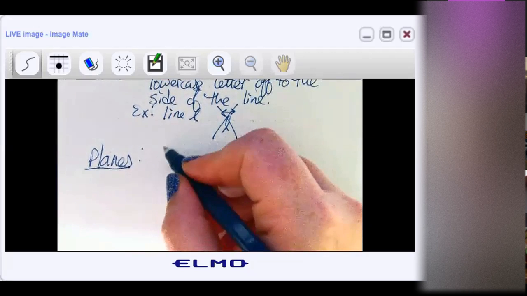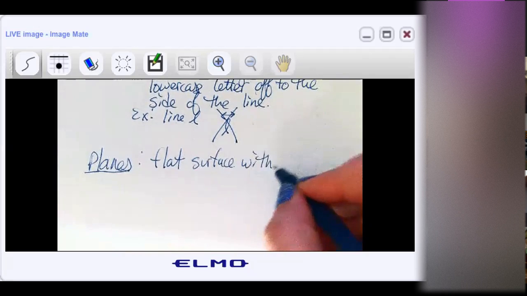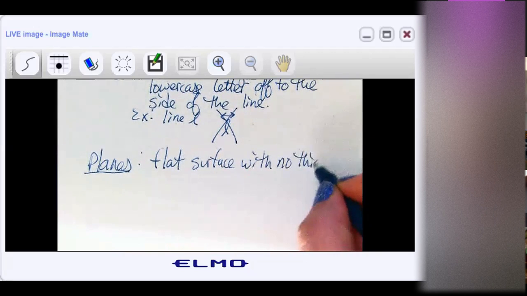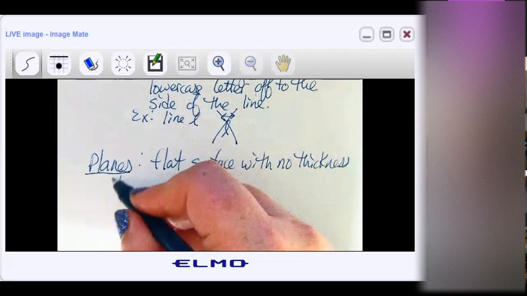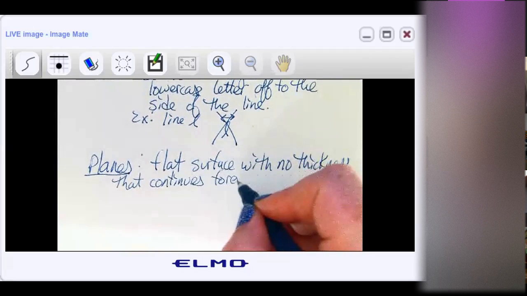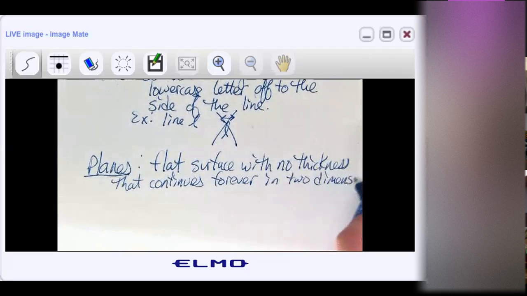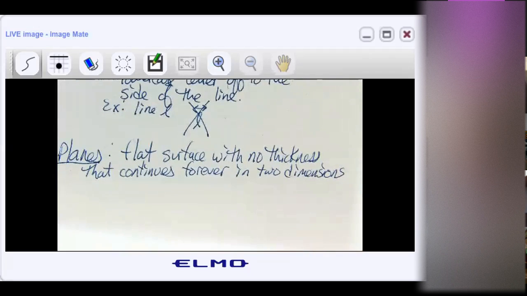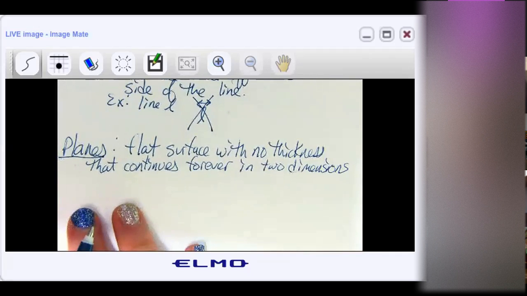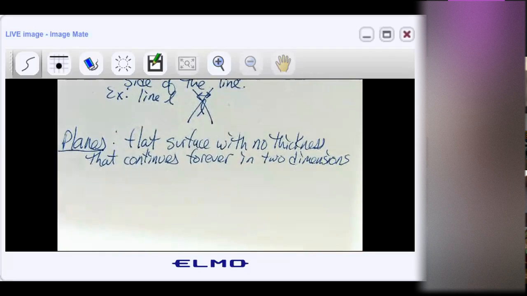So this is a flat surface with no thickness that continues forever in 2 dimensions.